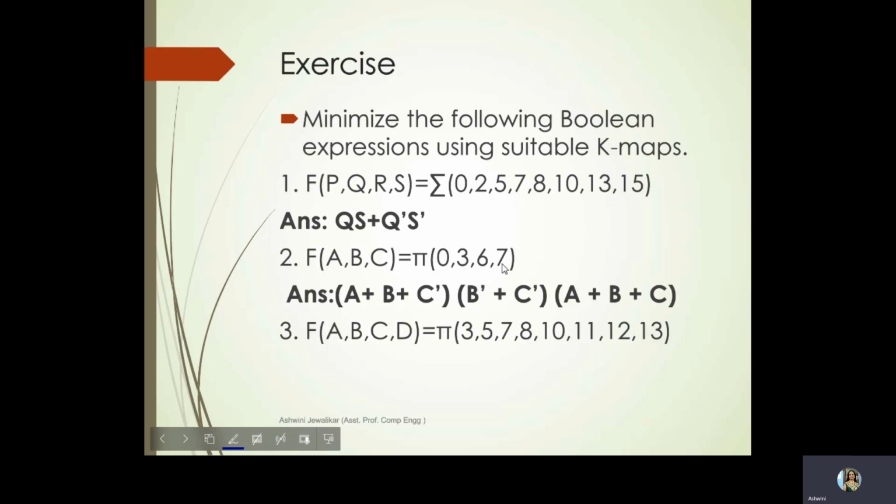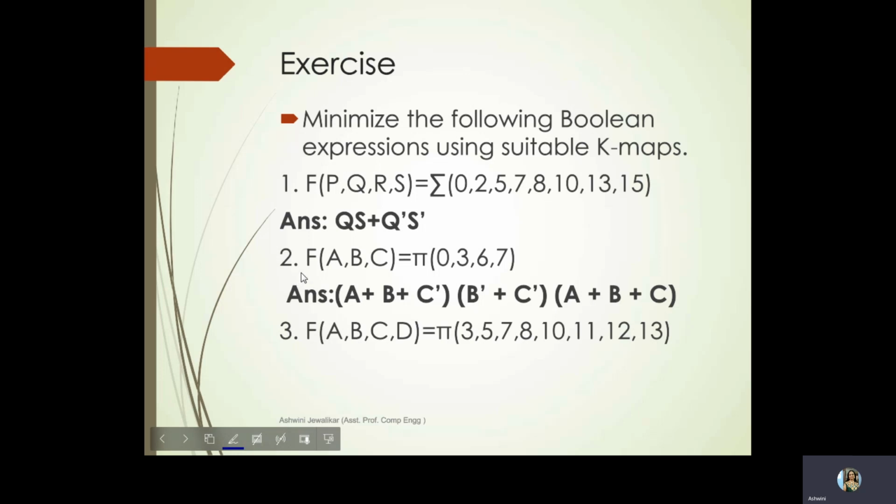In the last session, I gave you this exercise to solve, which says minimize the following Boolean expressions using suitable K-maps. You can observe here in the first example, there are four variables, so you need to use a four variable K-map. The answer is in front of you, but how we derived this answer, we are going to see today.